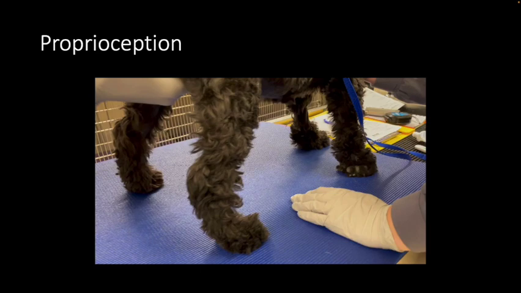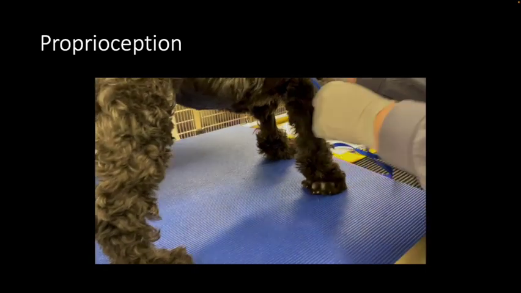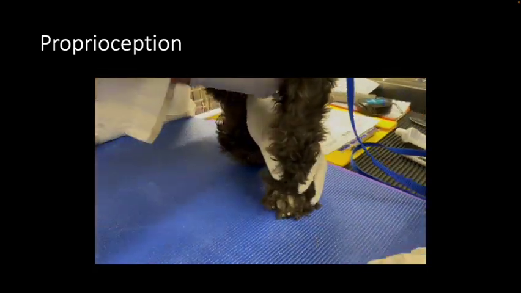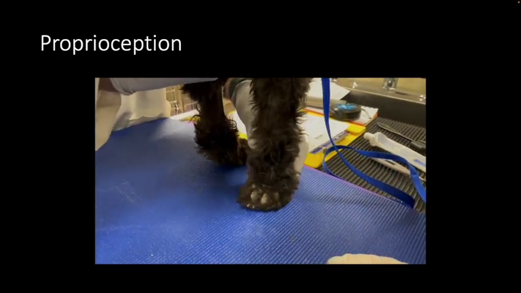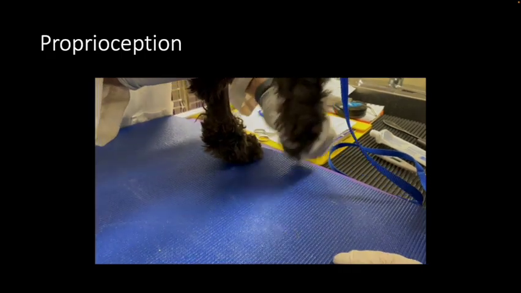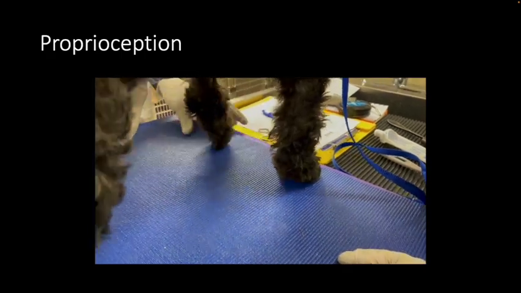Next in this video, I will assess paw placement in the thoracic limbs. Again, I am supporting some of the weight, but not too much weight, and we can see a clear difference from the right side, which is absent, to the left side, which is normal to maybe mildly delayed.